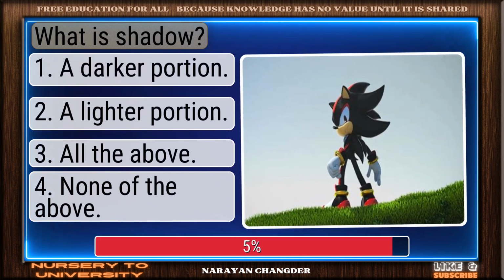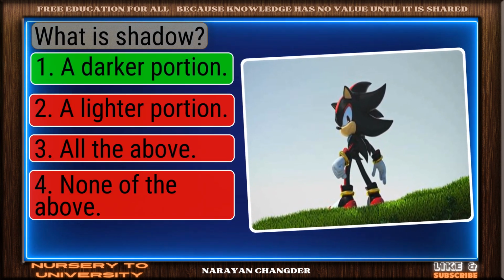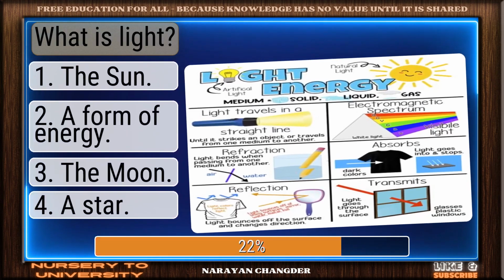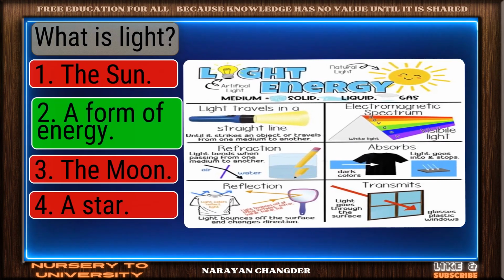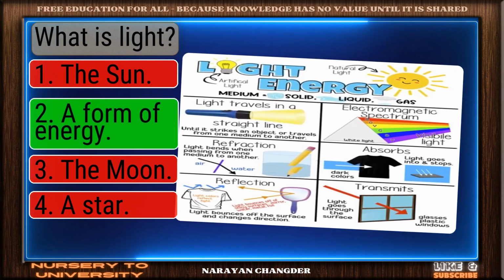What is shadow? Great job. A darker portion is the accurate answer. What is light? On track. A form of energy is the correct answer.